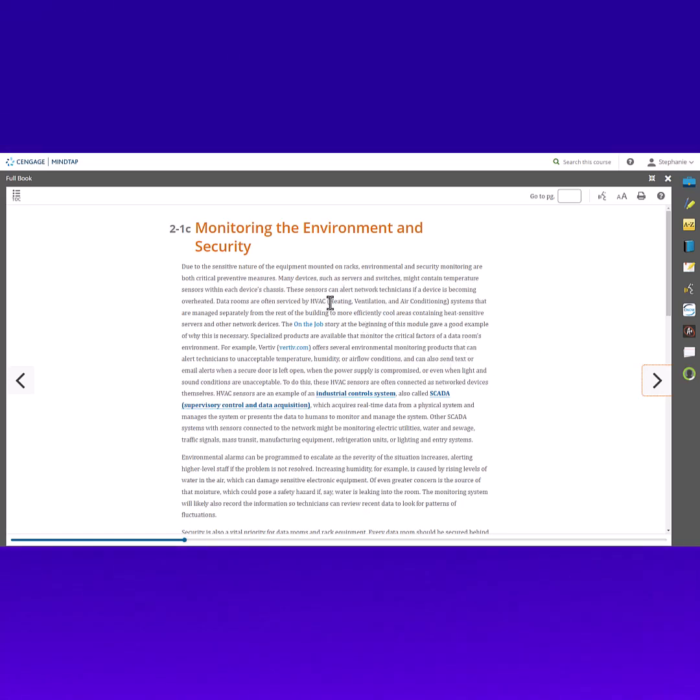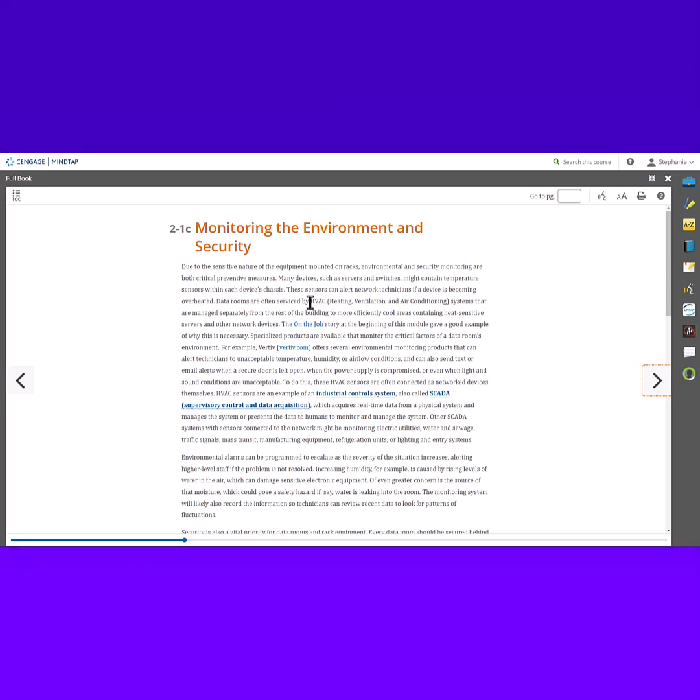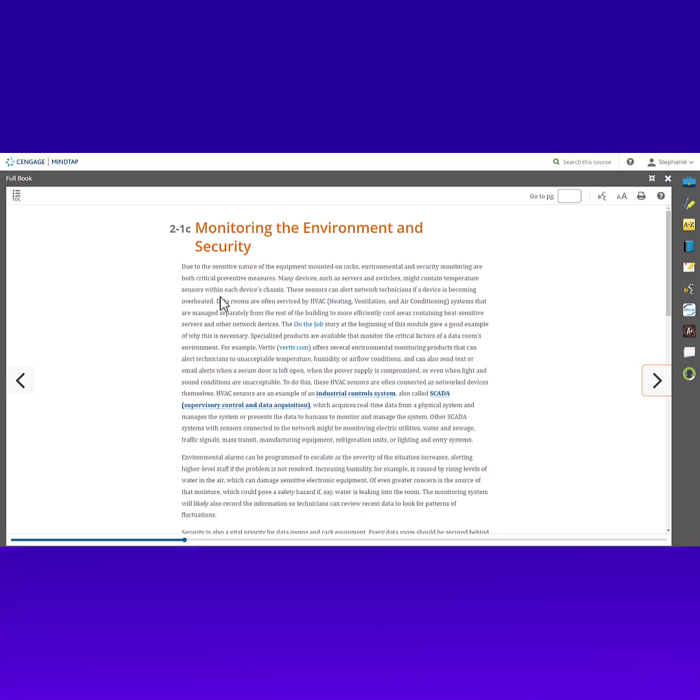And then that it's not going to have any issues like heating and ventilation issues, air conditioning. So you want to have your HVAC set up and managed in a way that will keep everything cool. Might be a little cooler in the data center than it is everywhere else, but those devices produce a lot of heat. So you want to make sure that you keep that going.